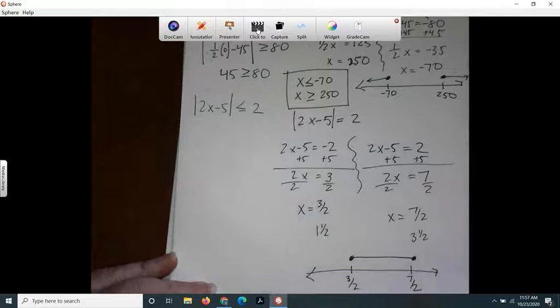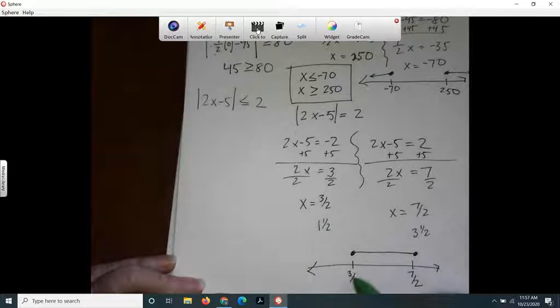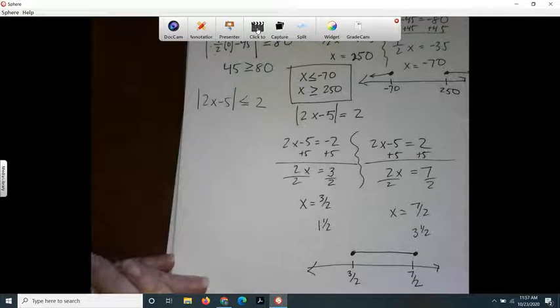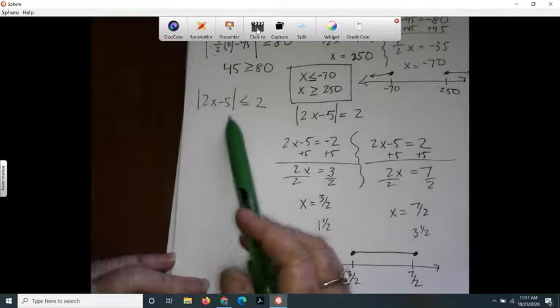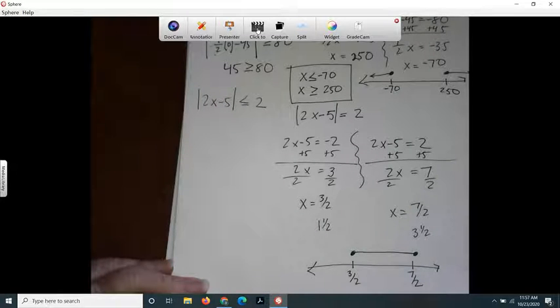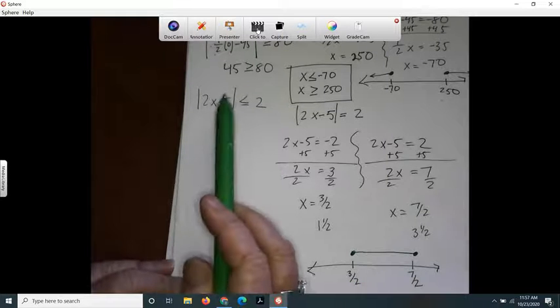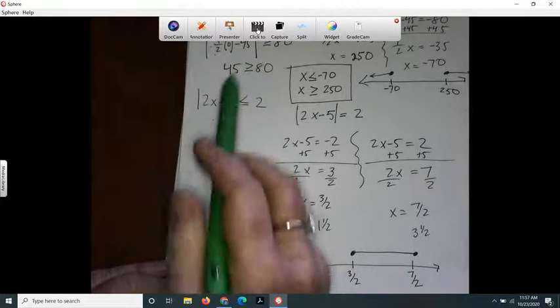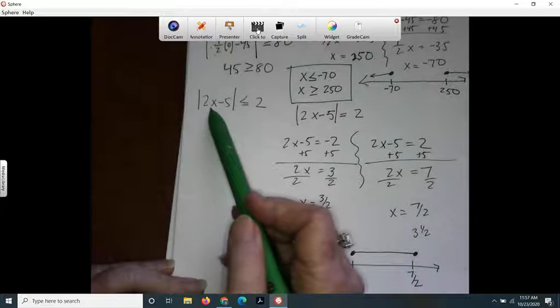So 0 times 2 is 0 minus 5. The absolute value of negative 5 is 5. Is 5 less than 2? Well, it's not. So that makes this area untrue. It makes it false. If I were to plug in a number in between these two, I'm confident that it would make it true. And if I were to plug in a number greater than 3.5, like if I plug 4 in there, that's going to be not true. Like, let's try 4. 2 times 4 is 8. 8 minus 5 is 3. 3 is not less than 2. So I feel very confident that this is the correct solution.